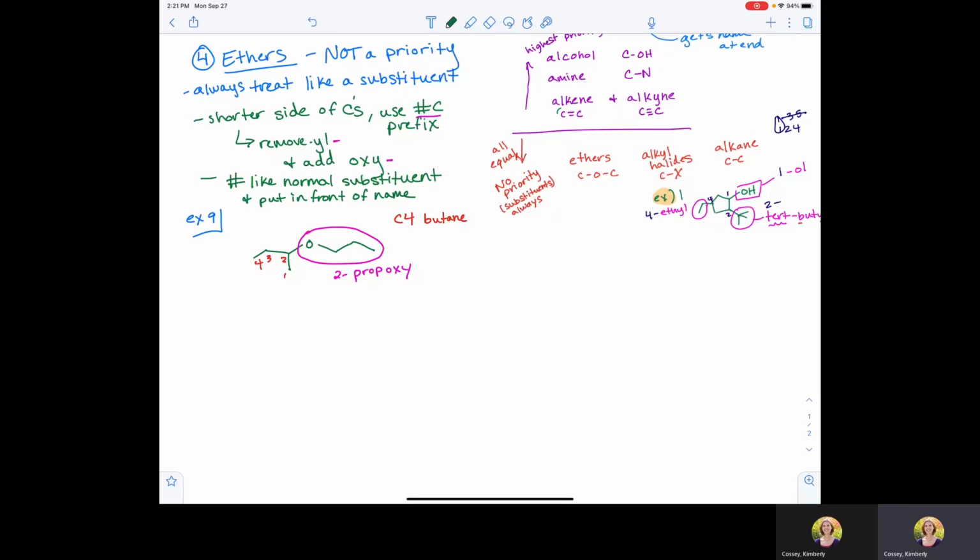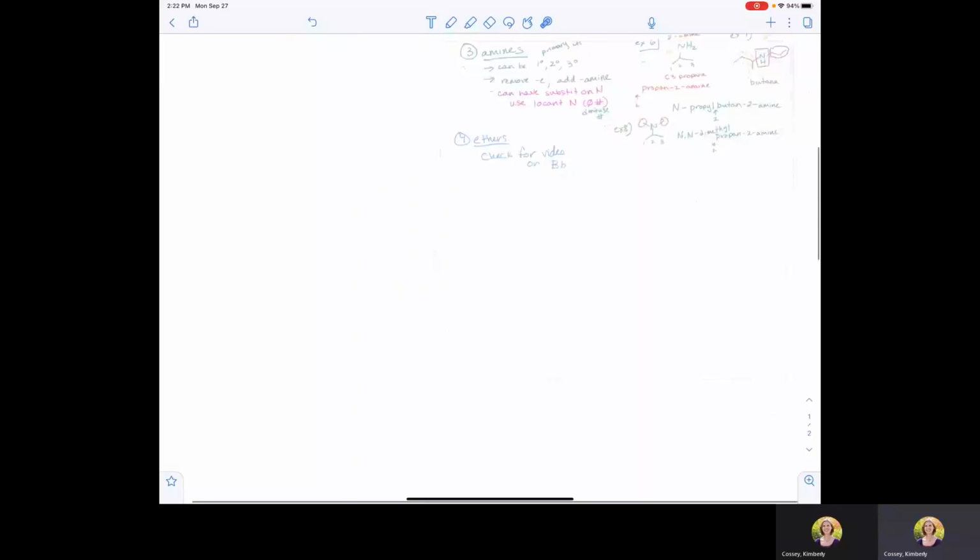All right, so this would be 2-propoxy because it's the only substituent, so it gets to go first. And then you just put the carbon chain, butane. So a lot of times what people want to do with ethers is try to make them be like an amine. So remember we saw amines before.